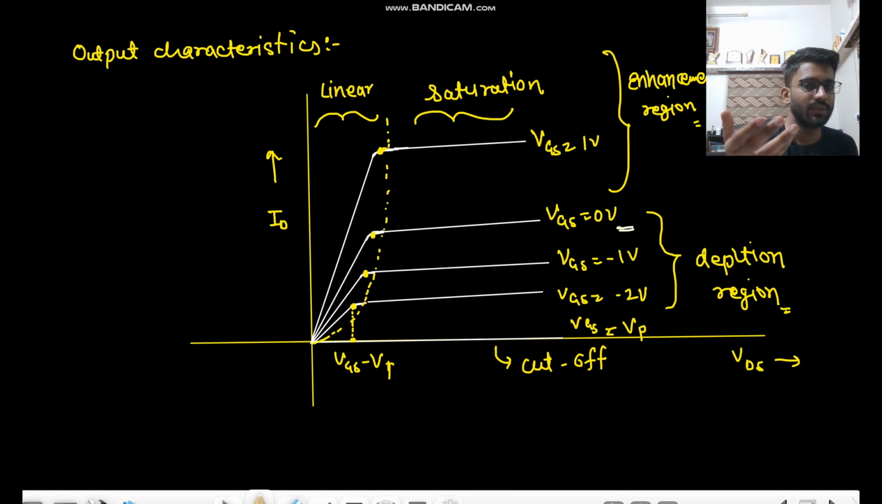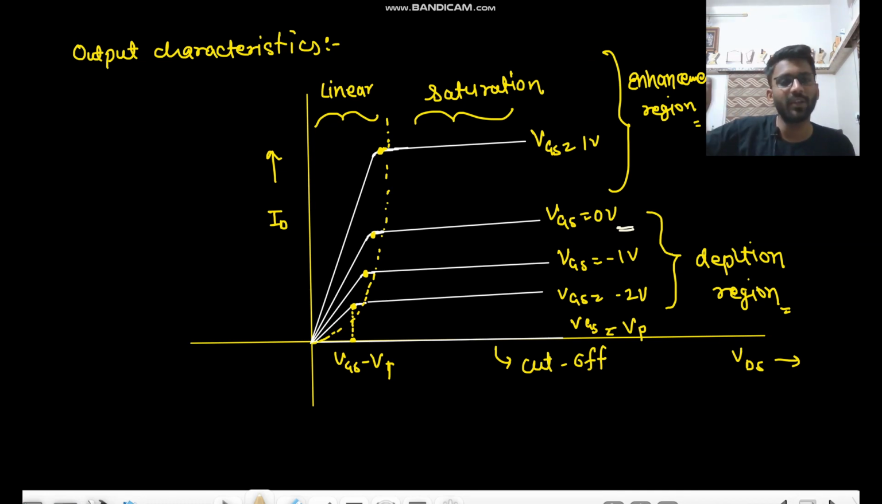If VGS is 0, then also we are having some current. If VGS is greater than 0, we are having some current. If VGS is less than 0, we are having some current. Even if you haven't applied any input, that means any VGS value, you will still get some output. But we don't want that. We want our output to be dependent on the input, so whatever current flows should depend on the input value of VG.